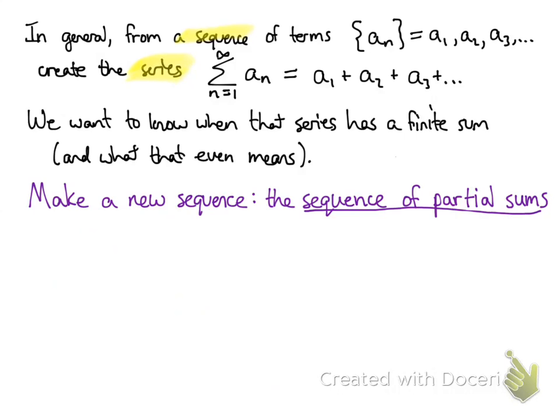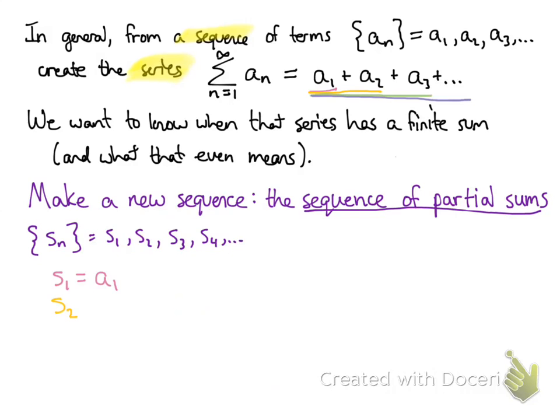Well, the sequence of partial sums is notated with S subscript n instead of A subscript n, like the terms of the sequence or series. So sums with S's. And it's a sequence, S1, S2, S3, S4, and so on. And what are those numbers? Well, they come from the series. So S1 is just the first term. S2 is what you would get if you took the first 2 terms and added them together. S3, the first 3 terms. S4, the first 4 terms, and so on. So S1 is A1. S2 is A1 plus A2. S3 is A1 plus A2 plus A3, and so on.